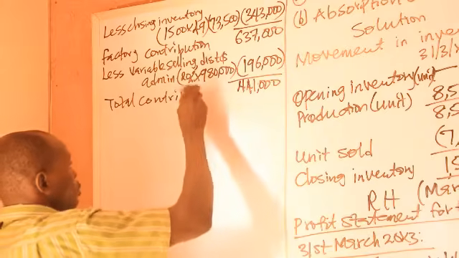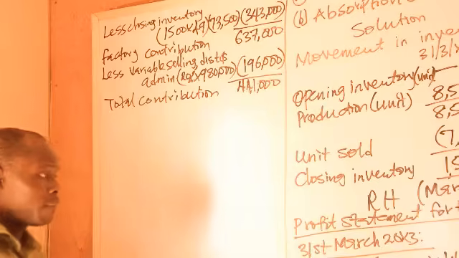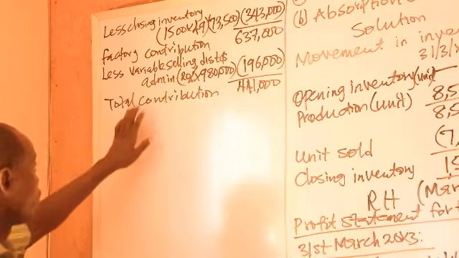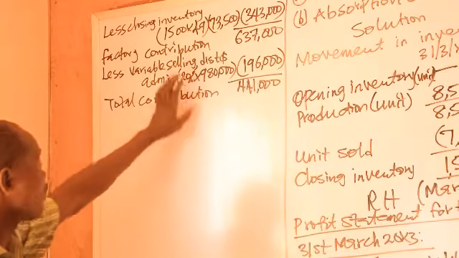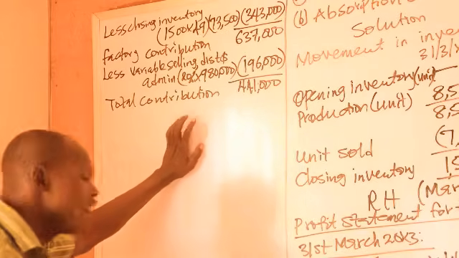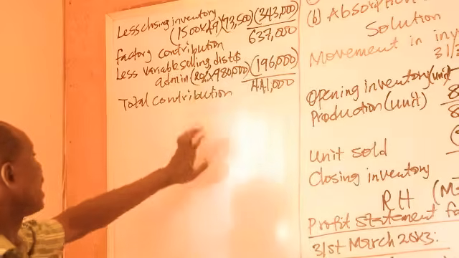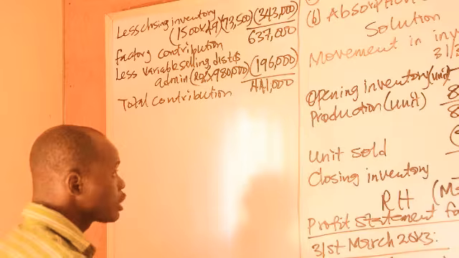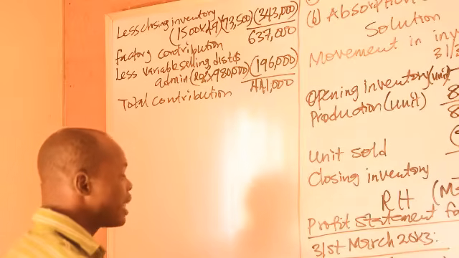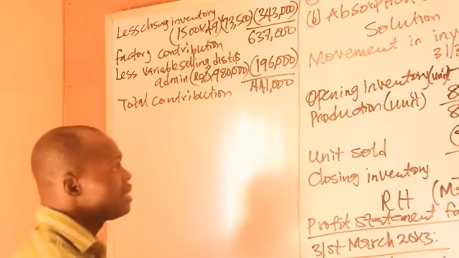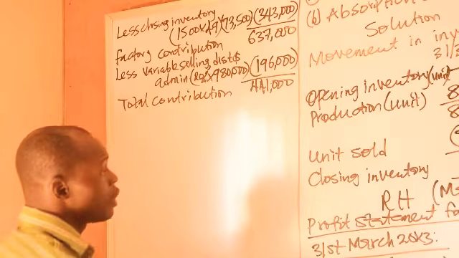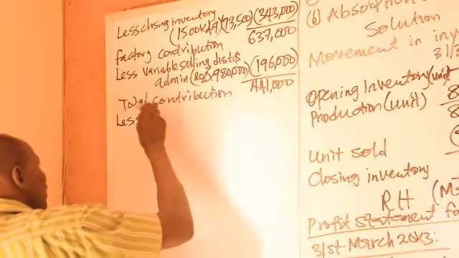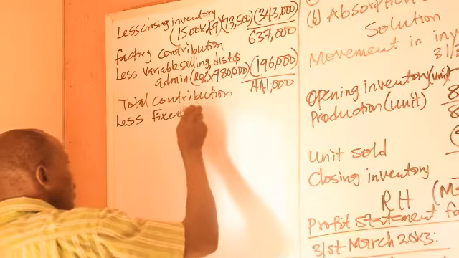Now, after that, you cannot less your fixed costs. You should notice that all the costs we have considered so far are those that are purely variable. We've not considered any of the fixed costs. I've told you that in marginal costing, fixed costs should be treated as the cost of the period, and they should be written off in the period to which they relate. So now, less fixed cost.